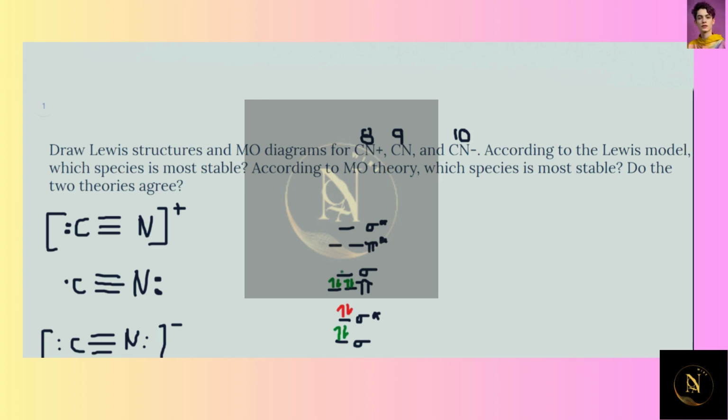For 9 electrons, we put 1 in here. And for 10 electrons, we put another 1 in here. So since these last 2 electrons went into bonding orbitals, that's going to make it more stable.